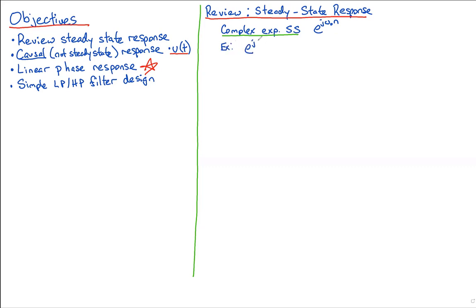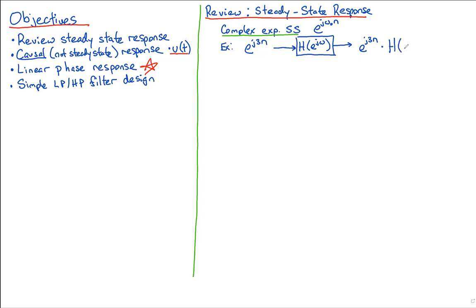If we have an e to the j 3n, I'll make omega naught equal to 3. If we put this into an arbitrary discrete time system that has a transfer function of H of e to the j omega, so that's a DTFT function, what we get out is surprisingly the exact same thing as we get in. In other words, the complex exponential is called an eigenfunction. What you put in is what you get out.